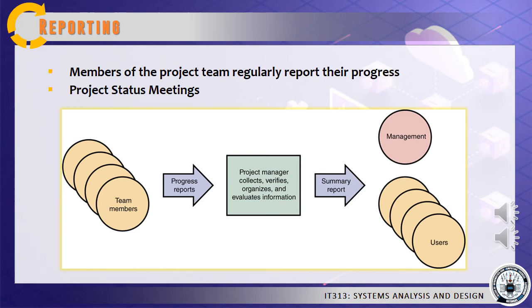Members of the project team regularly report their progress to the project manager, who in turn reports to management and users. The project manager collects, verifies, organizes, and evaluates the information he or she receives from the team. Then the manager decides which information needs to be passed along, prepares a summary that can be understood easily, adds comments and explanations if needed, and submits it to management and users.